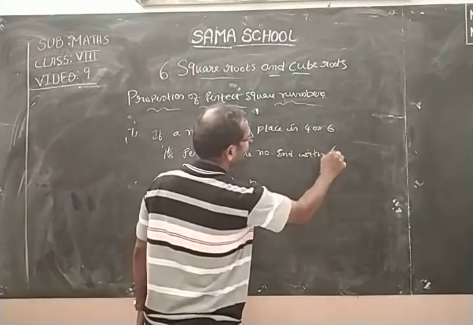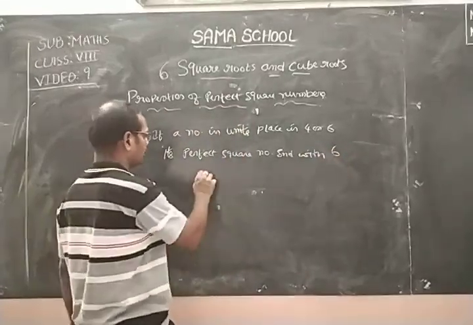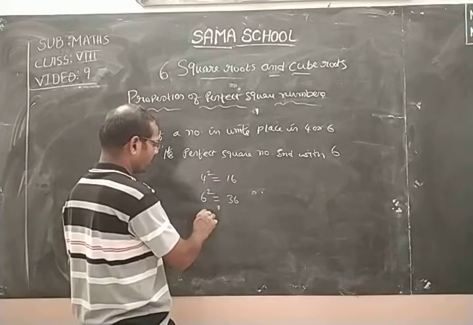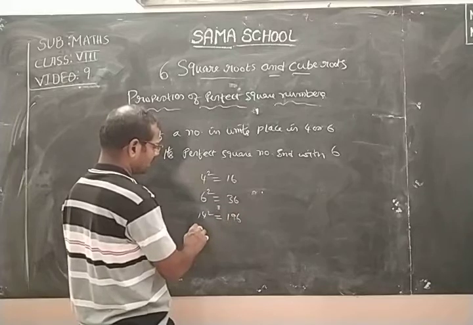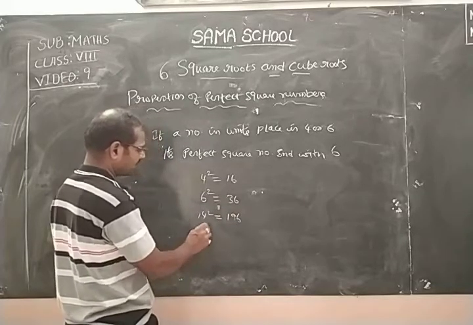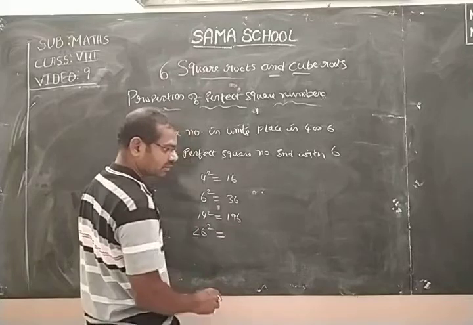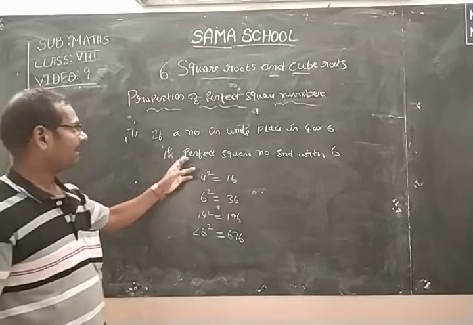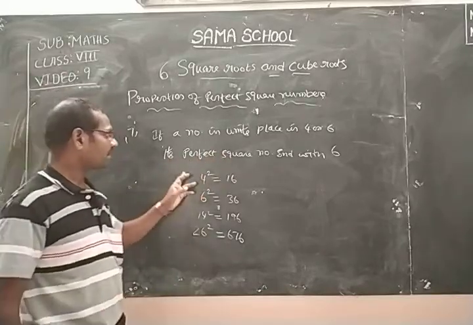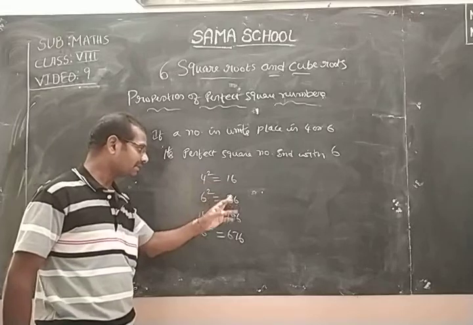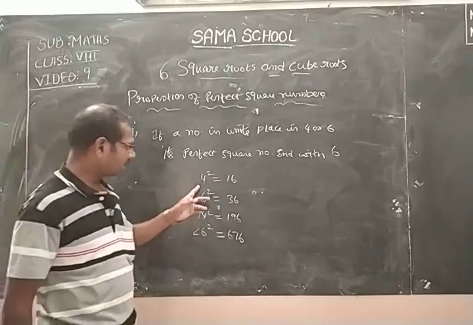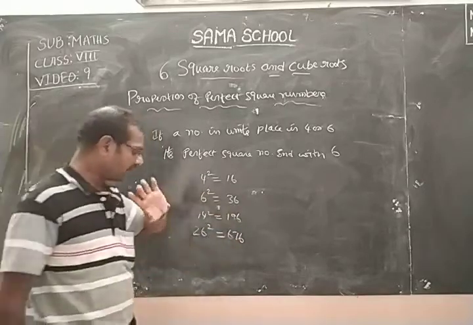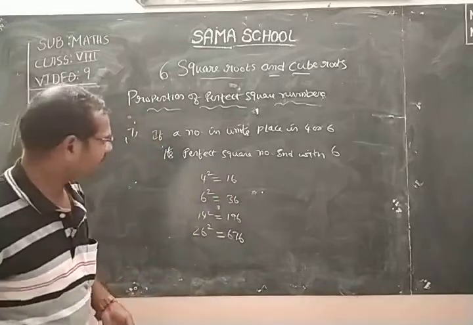ends with 6, because 4 square is 16, 6 square is 36, 14 square is 196, and 26 square, 26 into 26, is 676. So if a number's unit place is 4 or 6, its perfect square number ends with 6 only. Okay.